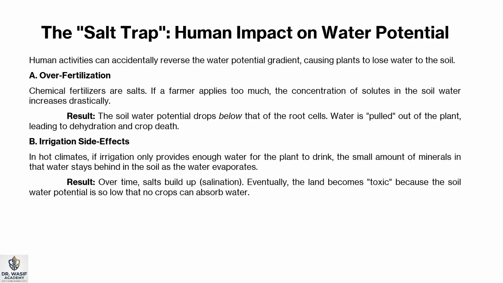Secondly, consider irrigation side effects. In hot, dry climates, farmers irrigate their land. But as the sun beats down, the water evaporates, leaving behind tiny amounts of minerals. So over years, these minerals build up in a process called salination. Okay, so eventually the land becomes toxic.